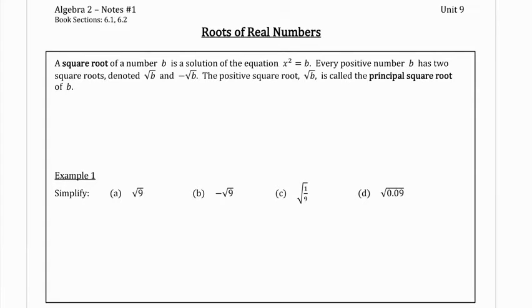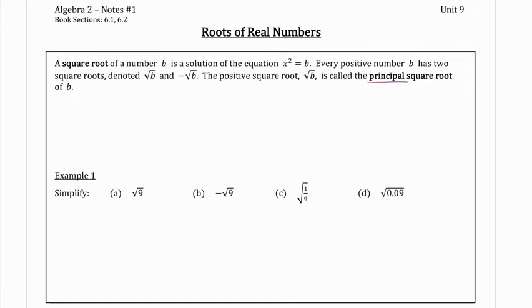Okay, so starting with square roots. Kind of get a definition here. A square root of a number is a solution to an equation x squared equals some number. Every positive number has two square roots. One of them is the positive square root, one's the negative square root. The positive square root is also always called the principal square root, so sometimes you'll see that. So if you ever see principal, you know that means the positive.